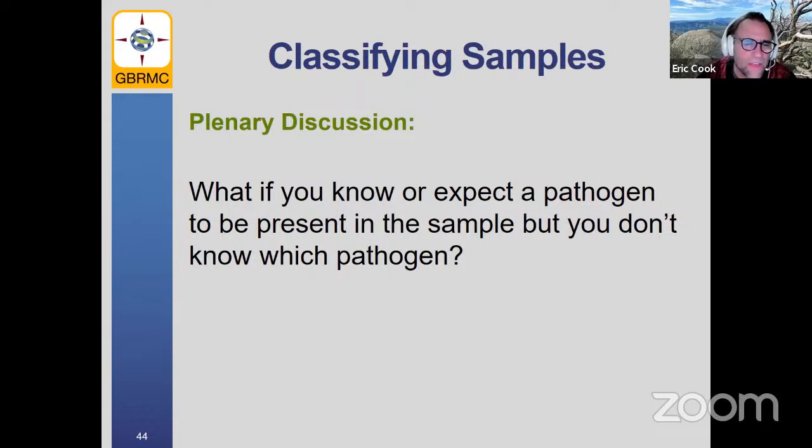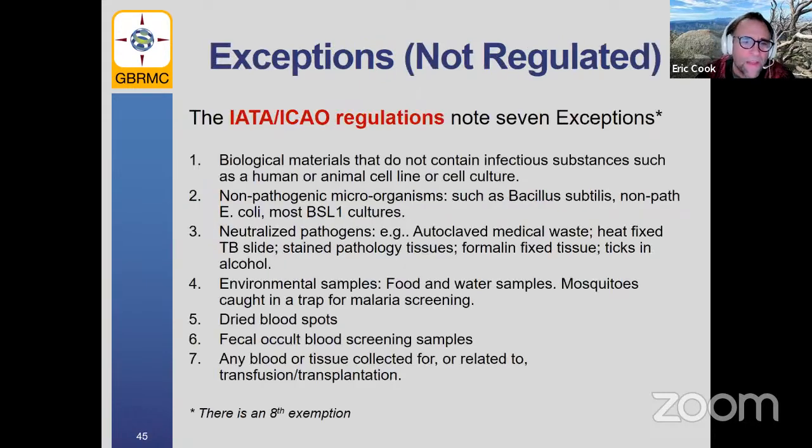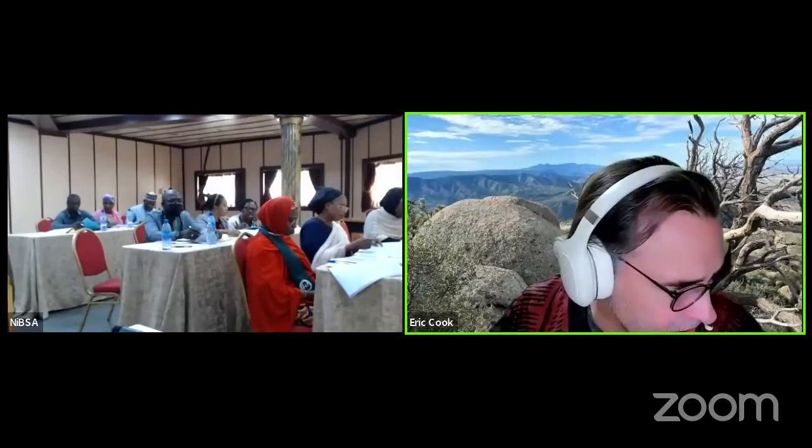So there's a third category. We talked about category A, we talked about category B. There's a third category, which are the exceptions. These are the ones that are not regulated at all. And so there's a list. Let me go back to the WHO guidance document.